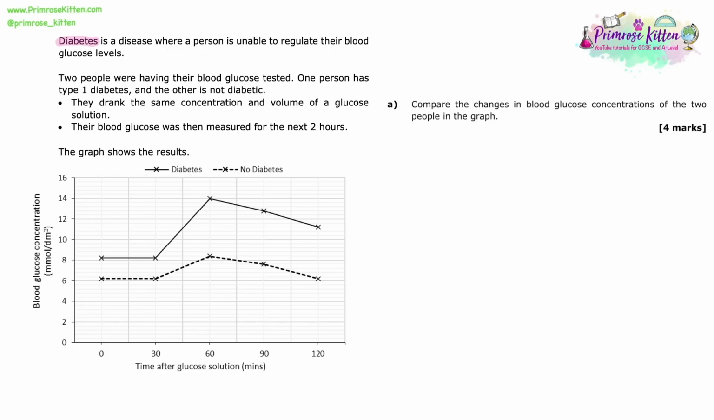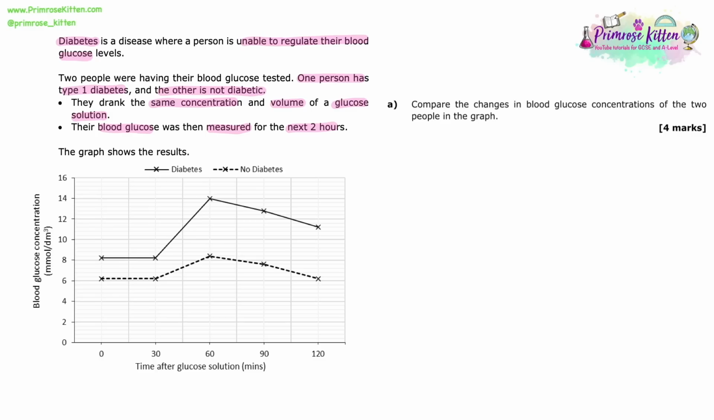Diabetes is a disease where a person is unable to regulate their blood glucose levels. Two people were having their blood glucose measured. One person has type 1 diabetes and the other is not diabetic. They drank the same concentration and volume of a glucose solution. Their blood glucose was then measured for the next 2 hours.